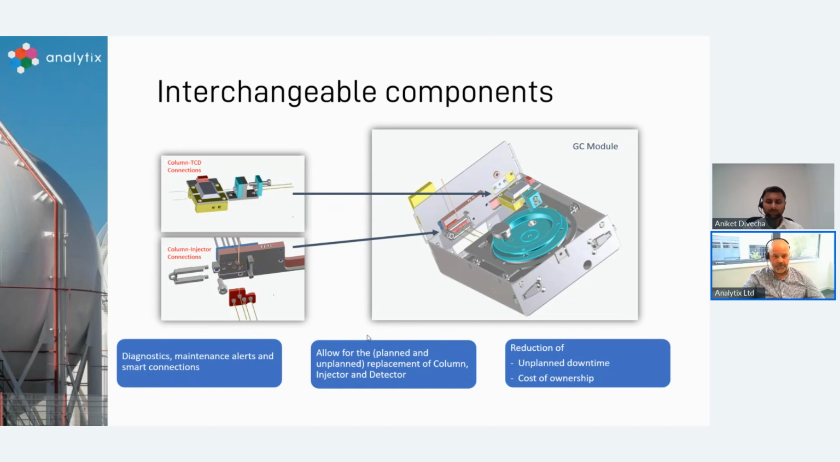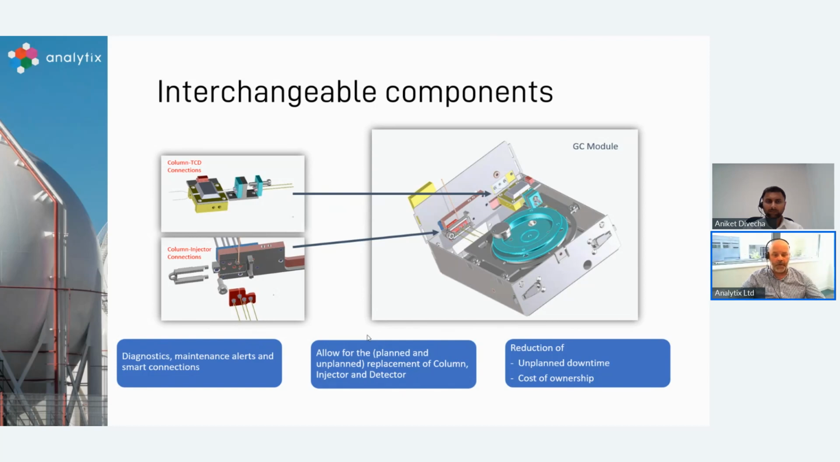So as I mentioned, in the module, you have the injector, the TCD, and the column. These have all now been made with smart connections in there, so we can interchange these individual parts. So if an injector went, or the detector went, or the column went, we now don't have to replace the full module. We can actually just replace the individual parts. And all of them now have diagnostic tools built into the software that will flag up any errors to allow us really to find out any root cause of what's going on with an issue.